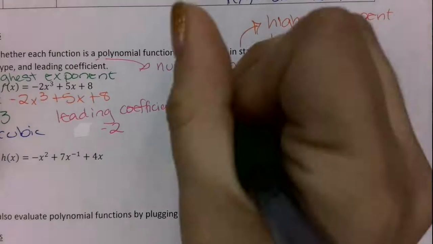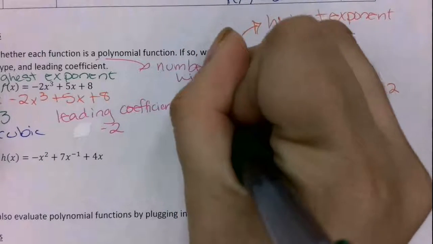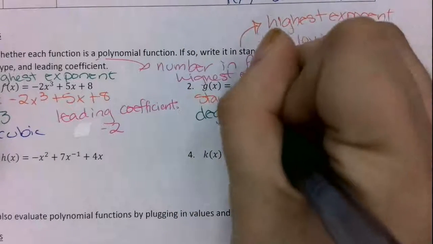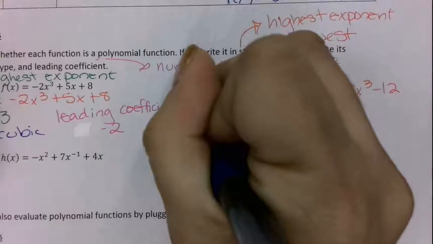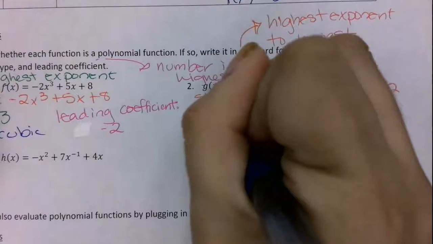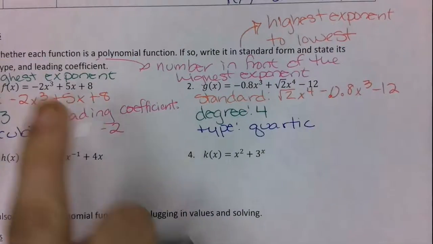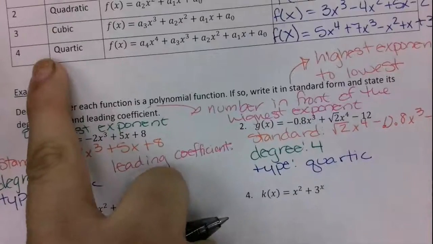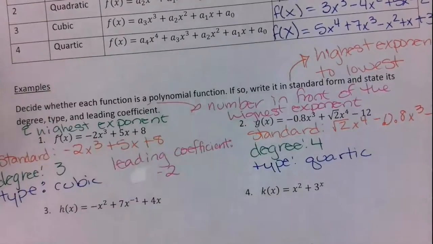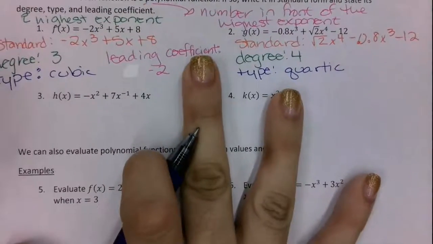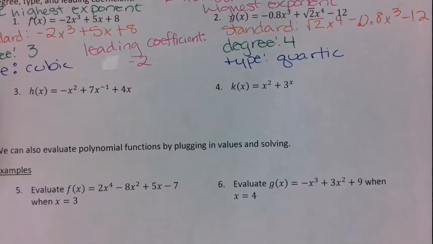What's my degree? And my type? Quartic. Degree 4 is always quartic. So the numbers always match the degrees.